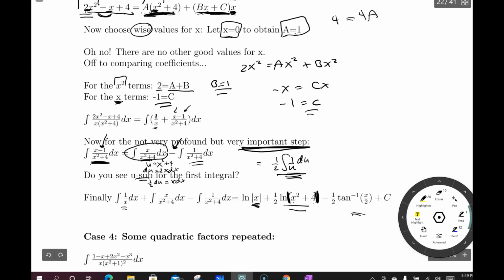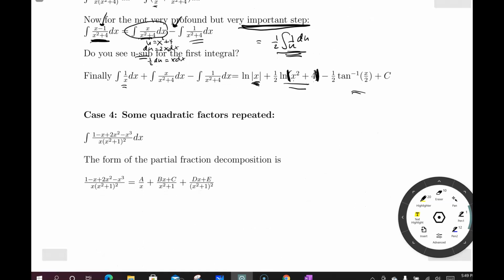All right, just going to point out, if you have a repeated quadratic, taking this fraction here, I would start with a over x, and then I would take this to the 1 power. X squared plus 1 to the 1 power would get a bx plus c. And then x squared plus 1 squared would get a dx plus an e. So this is much more challenging, and I'm not going to go through and do this one, but I just wanted to make sure you knew how to set it up.